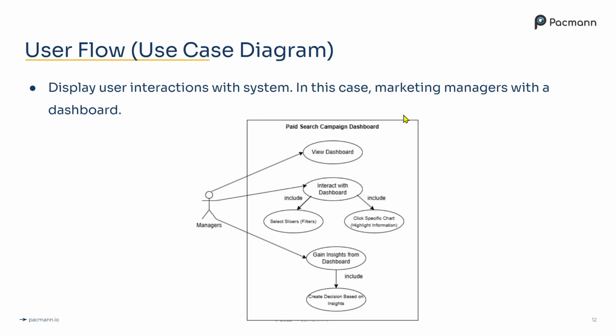For the flow, to display the interactions with the system, I'll be using a use case diagram. In this case, the actor is marketing managers, and the interactions of the marketing managers with the system are represented by these ellipses. First one is to view the dashboard, and then later on interact with the dashboard by selecting the slicers or filters, and also to click specific charts to highlight the information. And later on, they could gain insights from the dashboard and create decisions based on insights.